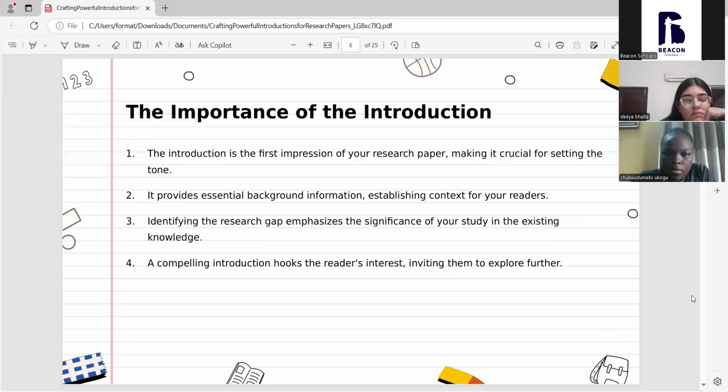understanding why the introduction is so important. The introduction section serves several key purposes. It provides background information to help readers understand the context of your study. It identifies the research gap, what's missing in our current knowledge, and it states your research question, aim, and hypothesis, making clear the purpose of your paper. Think of an introduction as a bridge, guiding readers from a broad understanding of your topic to the specific problem your research addresses. A well-crafted introduction hooks the reader's interest and sets the right tone for the paper.